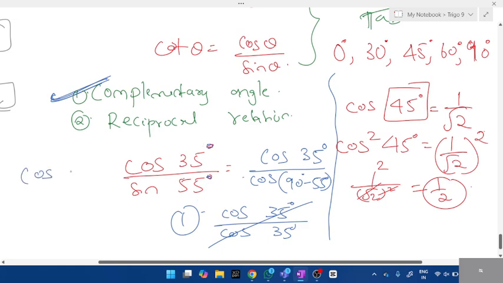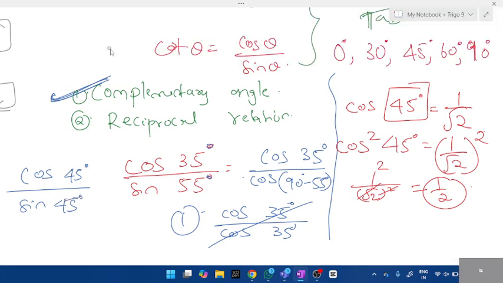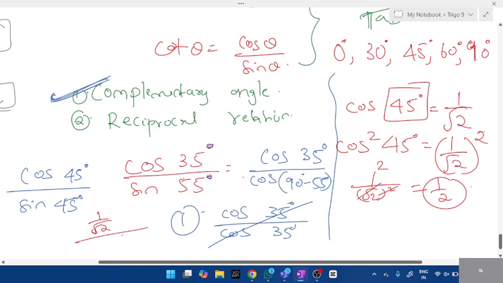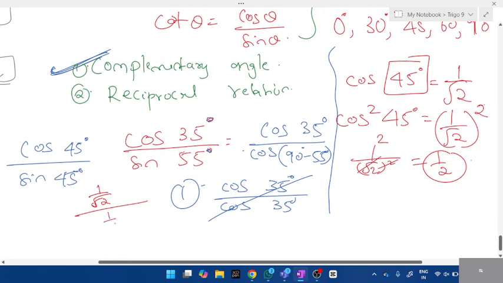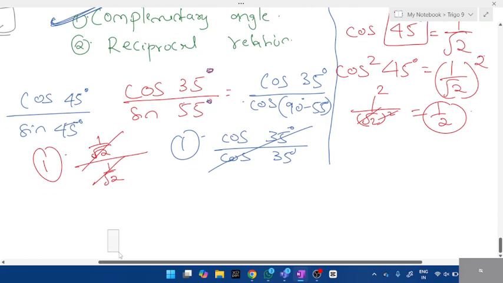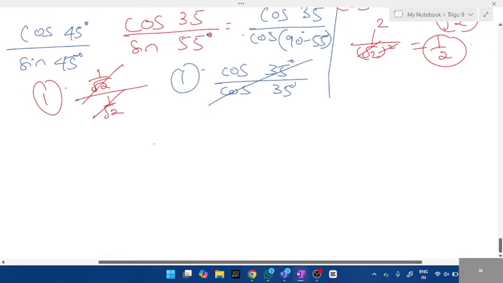If values are given like this, cos 45 degrees divided by sin 45, are the values there in the trigonometry table? Yes. What is cos 45? 1 by root 2. Divided by what is sin 45? 1 by root 2. Both are equal, so they get cancelled. The answer is 1. Okay, 1.